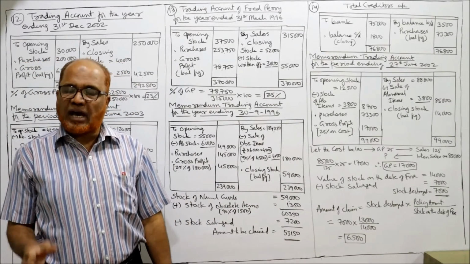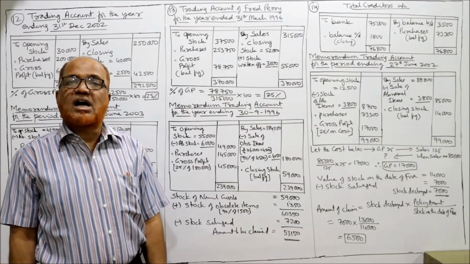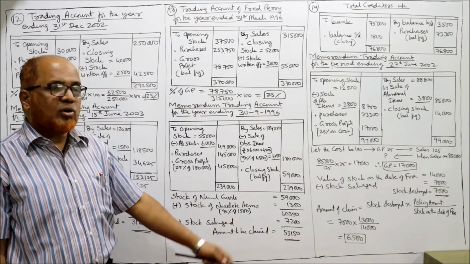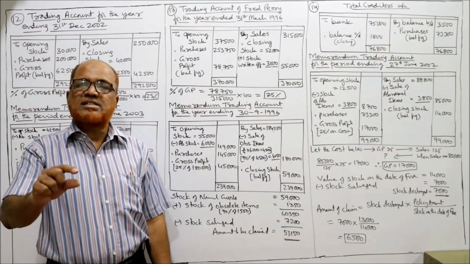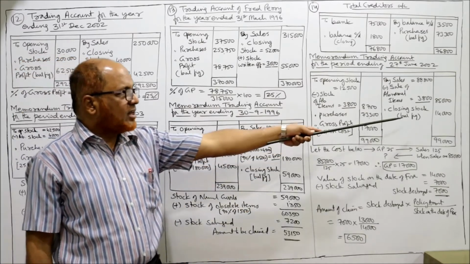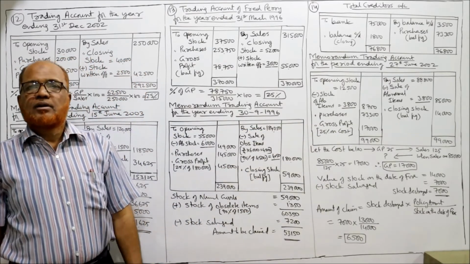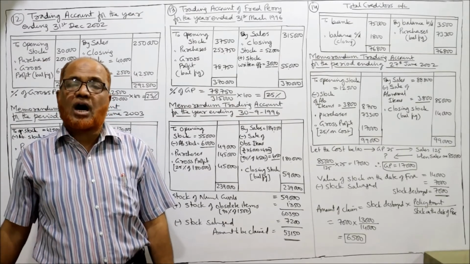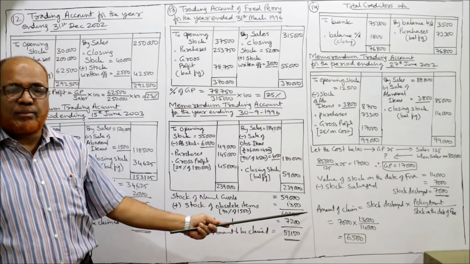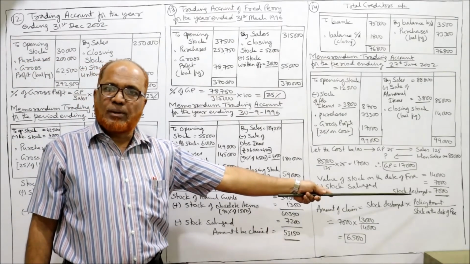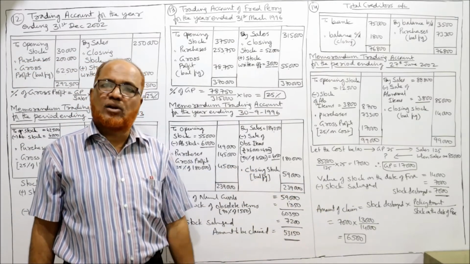Average clause will be applied when there is underinsurance, because the policy amount is given 13,000. In the first line it is given policy amount is 13,000 and the stock on the date of fire is 14,000. Stock on the date of fire 14,000 है, policy लिया 13,000 का, underinsurance है, तो amount of claim is equal to stock destroyed into policy amount divided by stock on the date of fire.